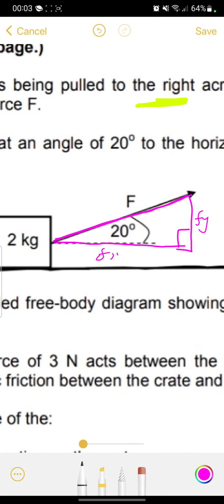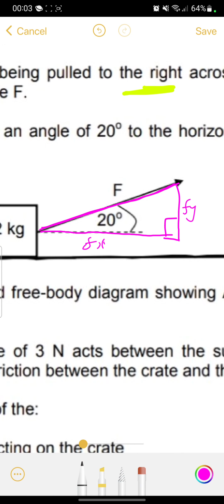But in this triangle, the only thing that we have is the angle. So we need at least one side, at least the vertical component, which is Fy, or Fx, in order to calculate F. We cannot just use the angle on its own to calculate the hypotenuse.